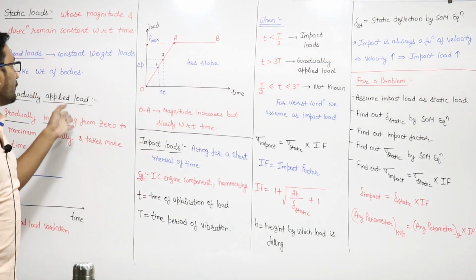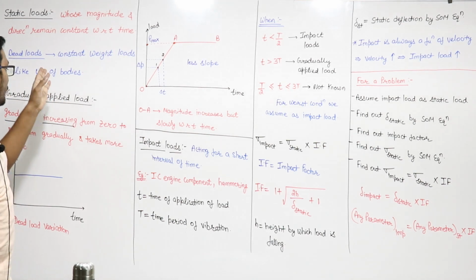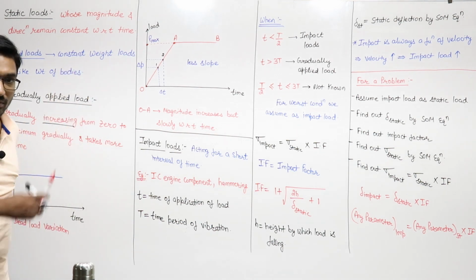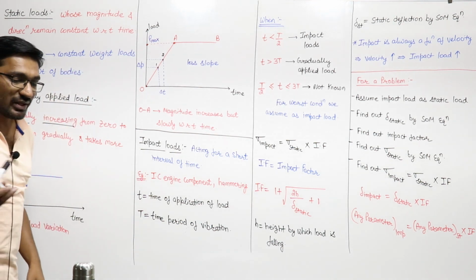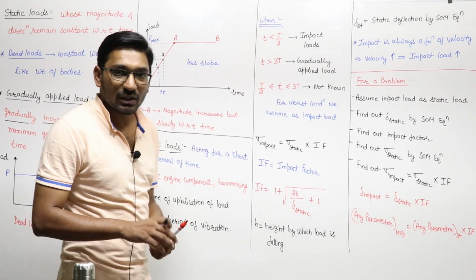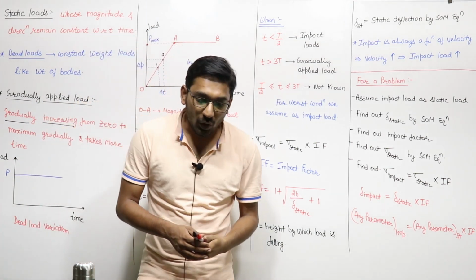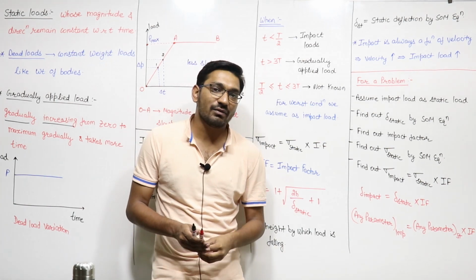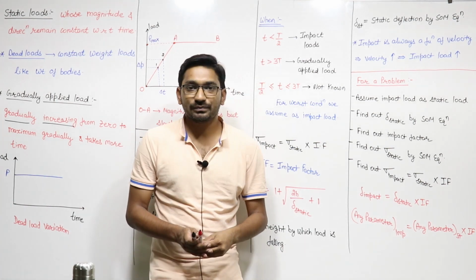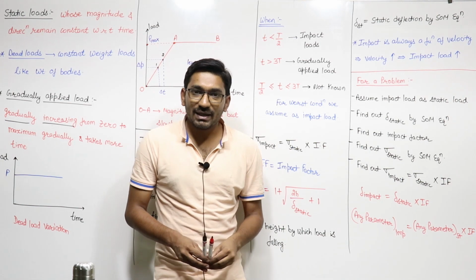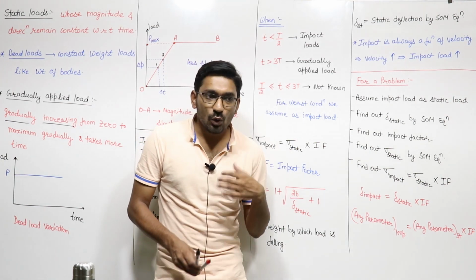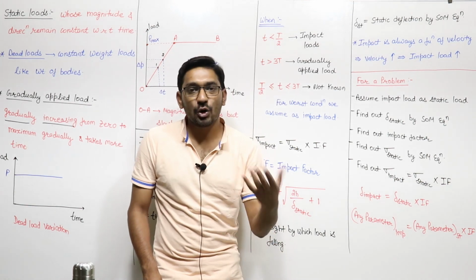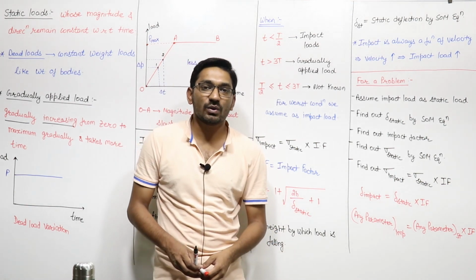So these are the types of your static load, which are your dead load and your gradually applied load. The next classification is dynamic loads. The dynamic loads are of two types. One is your impact load and another one is your fatigue load, right? Dynamic loads are those loads whose magnitude or direction or both is changing with respect to time.